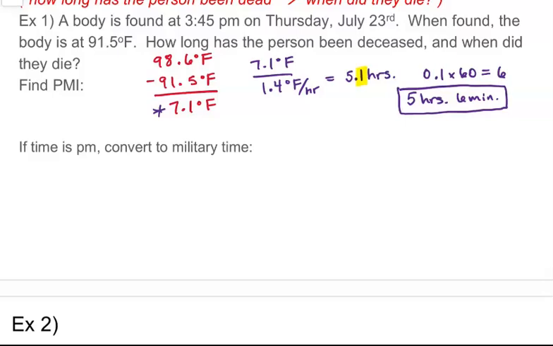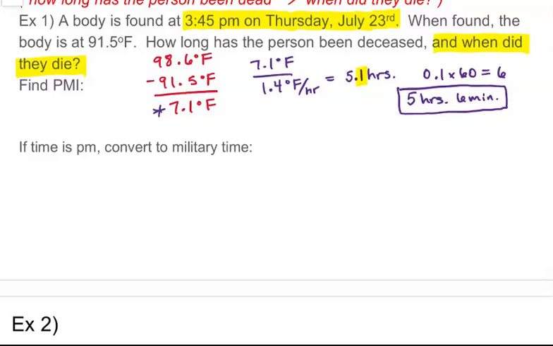Now, the question of when did they die is a little bit different. If we look at the time that they were found, 3:45 p.m. on Thursday, July 23rd, the person died 5 hours and 6 minutes before that. Okay, so we just have to do a little bit of subtraction. And as you can see here, it says if your time is in PM, it can be helpful to convert it to military time. And military time is just like, if you've ever heard in a movie or something like that, where they refer to time as like 1,500 hours, 1,800 hours.